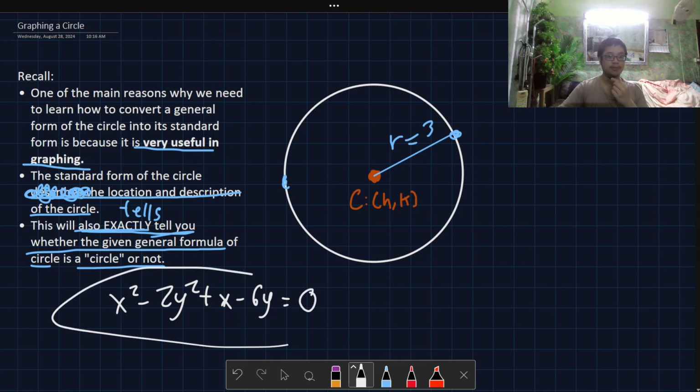Let's just say I have x squared minus 2y squared plus x minus 6y is equal to 0. You see this formula, okay? This is a general formula of a conic section. Now that I mentioned that it is a conic section, what type of conic section is this? Is this circle, ellipse, parabola, or hyperbola, generally speaking?